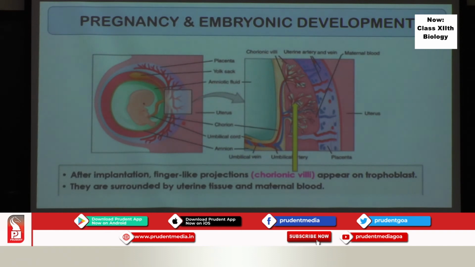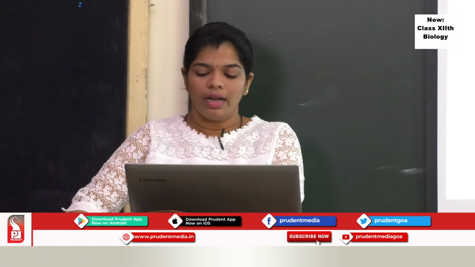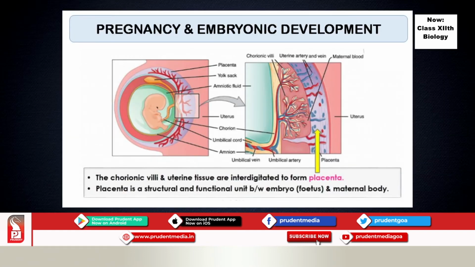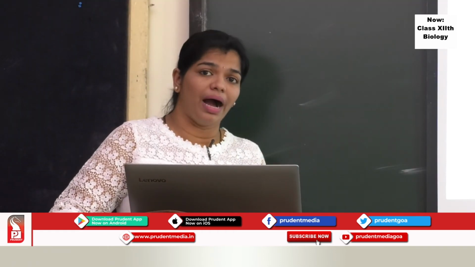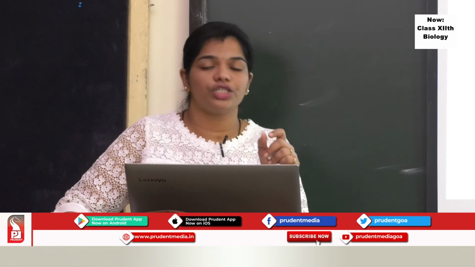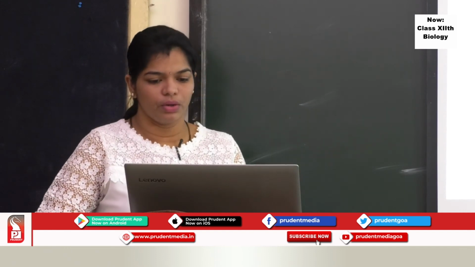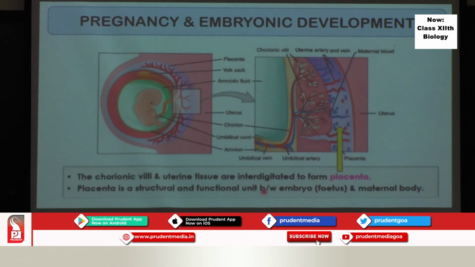These chorionic villi are surrounded by the uterine tissue and the maternal blood. Maternal blood is the mother's blood. This chorionic villi is integrated with the uterine tissue, and together it forms the placenta, and the placenta is a structural and functional part, the connection between the fetus and the mother. So it's a functional and structural unit between the embryo and the maternal body. That's what connects the embryo to the maternal blood or the maternal body.